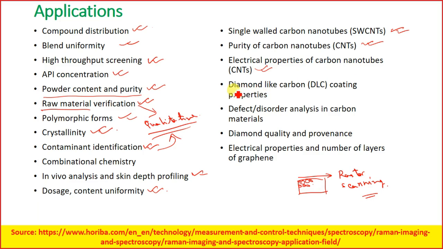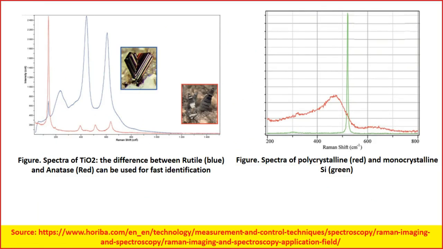So, diamond-like coating properties, we call it DLC. You can look for those. If there are any defects or disorder within the carbon materials, you can try to find out these things. Then diamond quality and provenance: what is the quality of the diamond? You can find that out. And the electrical properties and number of layers of graphene-based systems, you can find out those things. Okay, so these are some of the applications of Raman spectroscopy.